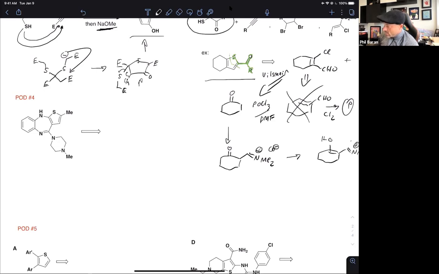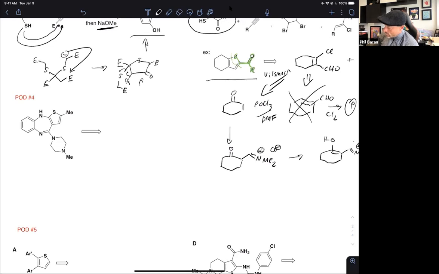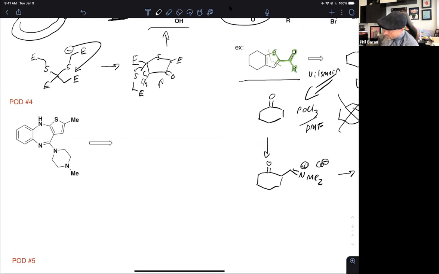And so we need to identify a good disconnection within here. We've got 3 different rings. We will talk about azepines in a separate class in the second half of the class, but we need a good way to disconnect this into something that might make sense based on what we've learned.